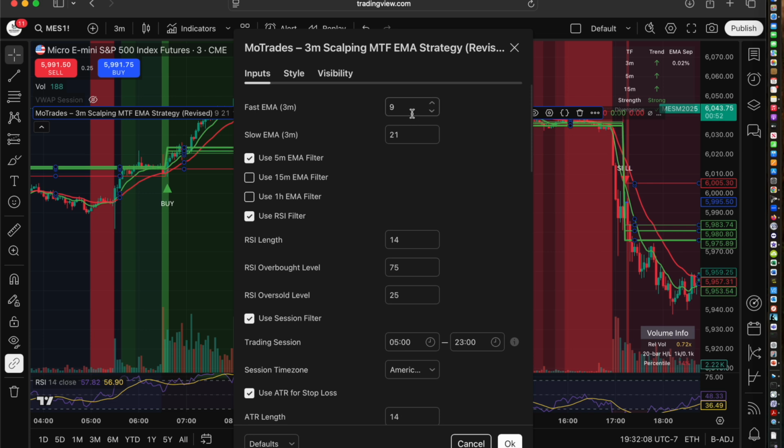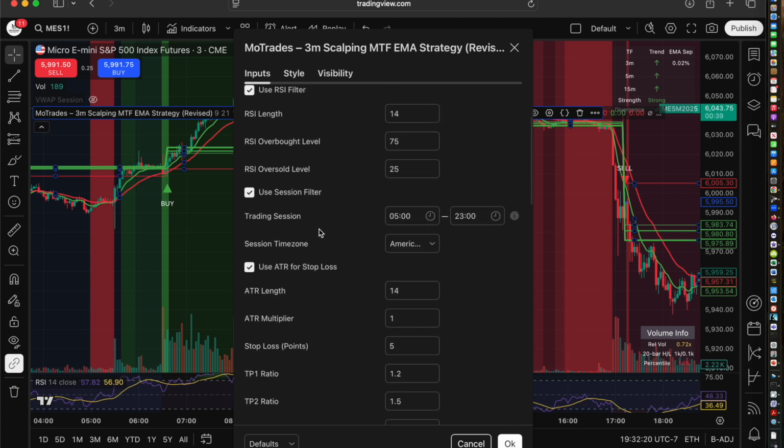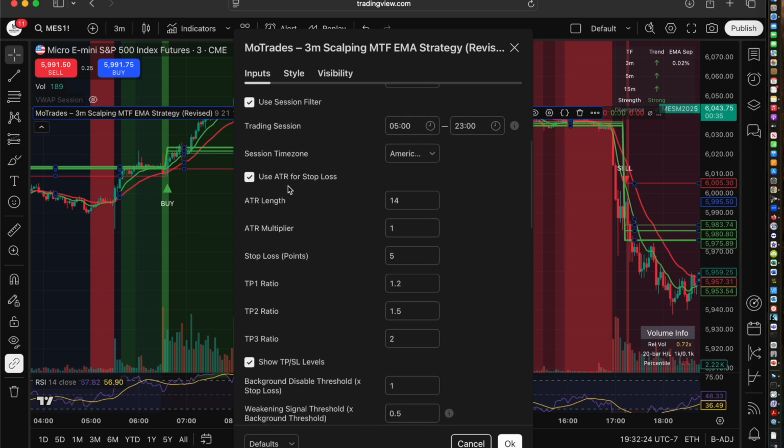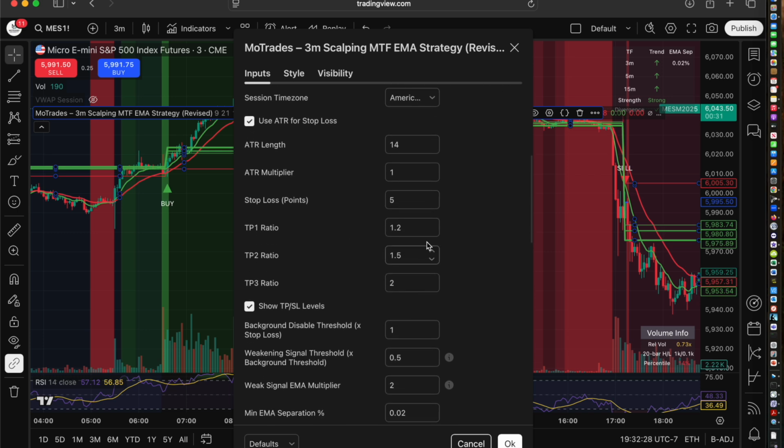So we're using for fast EMA the 9-period EMA, and slow is 21. We're using the 5-minute for confirmation. We have the RSI filter turned on. We're using a session filter. We're using ATR stop loss, and these are the different settings.